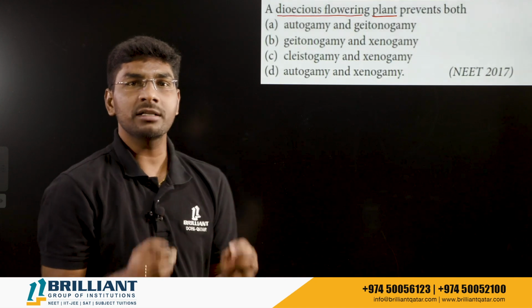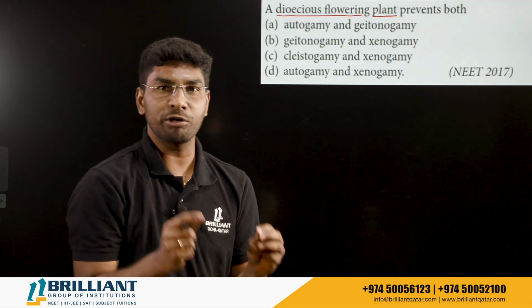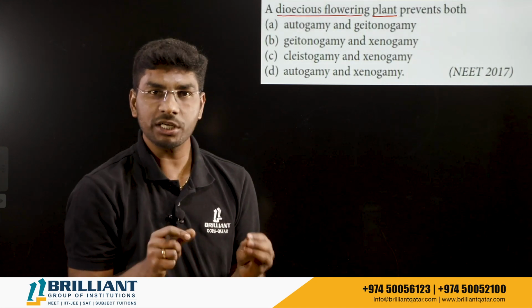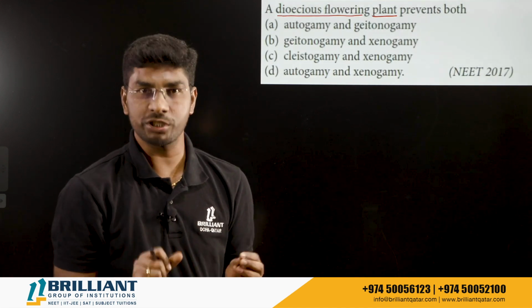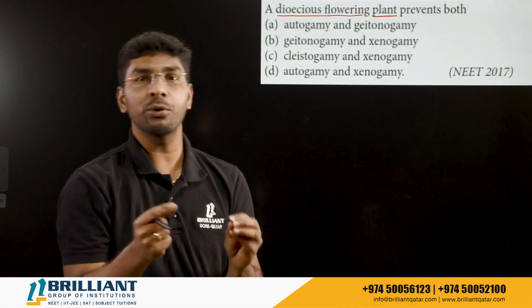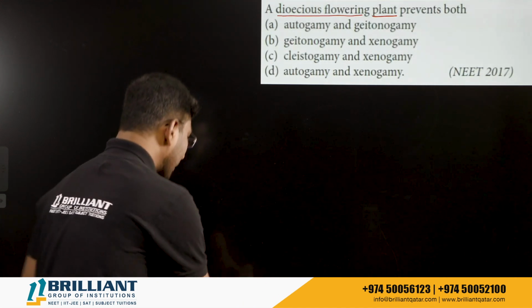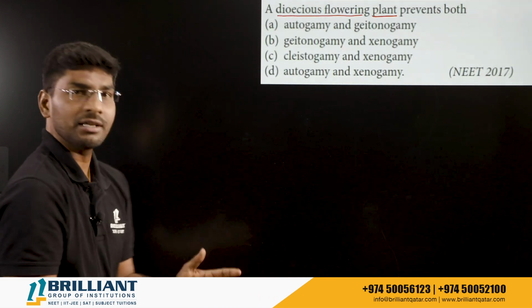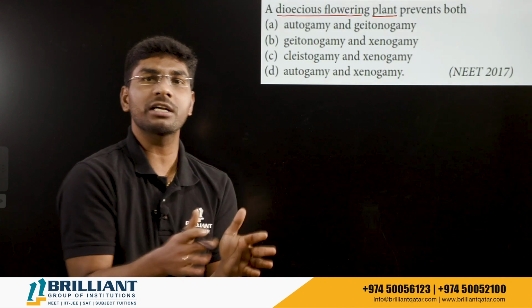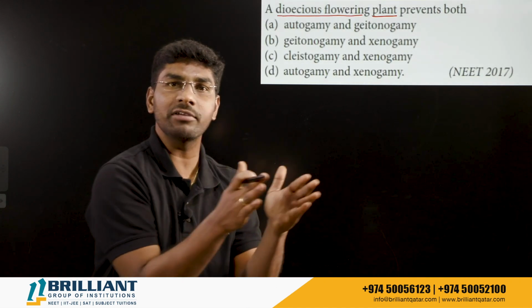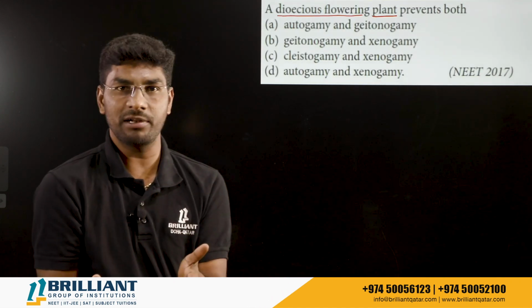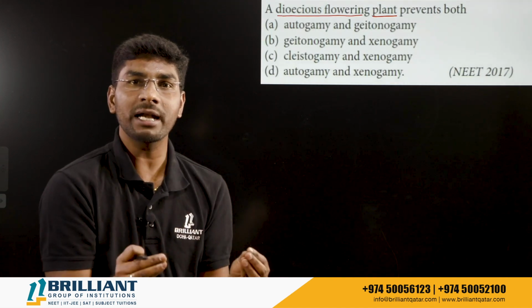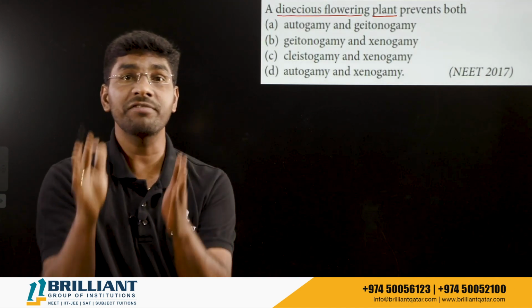Keep in mind, students, there are terms we need to understand: bisexual, unisexual, dioecious, monoecious. Here they're asking about the dioecious plant. Keep in mind, all of you, a dioecious plant means a plant having only one type of reproductive flower. That means it has either male flowers or female flowers. That means the total plant is a male plant or a female plant.